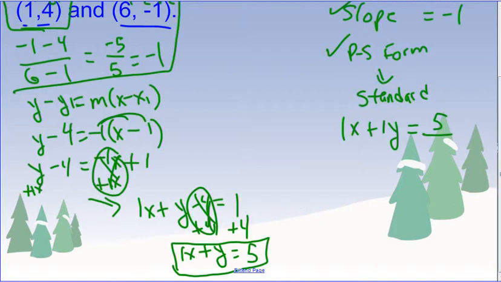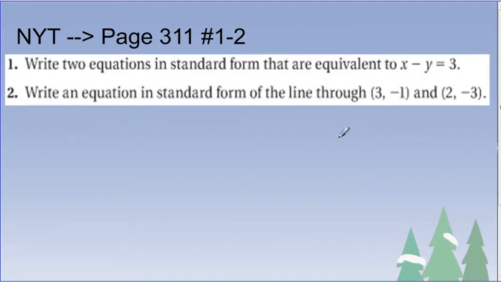Okay, moving on. I'd like you to try these two problems from the textbook, page 311, numbers 1 and 2. It's the same deal we've been doing. So go ahead, try that out, pause the video, do it on your own, do as much as you can. When you're ready to continue, hit play, and we'll go through it together.